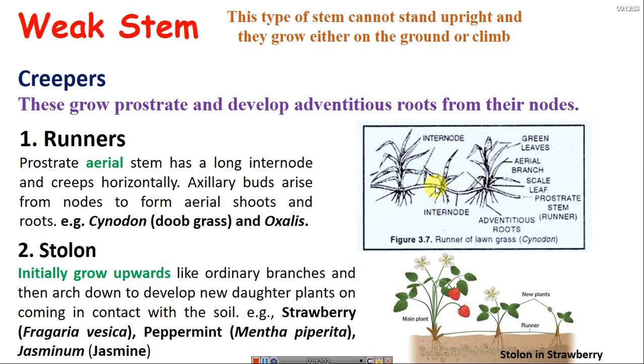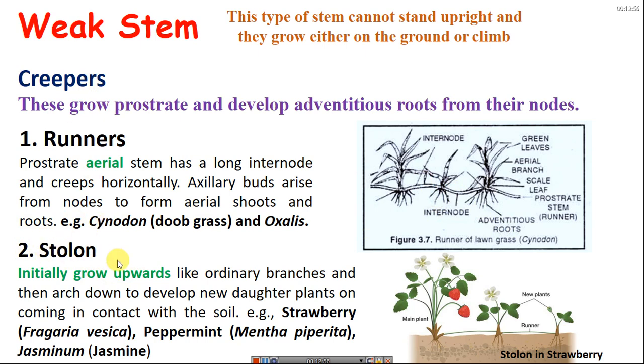So these roots will be adventitious roots, because the roots that arise from structures other than the radicle are known as adventitious roots. So these give rise to adventitious roots and aerial shoots at the nodes, right? Now the second type of creeper is stolon.